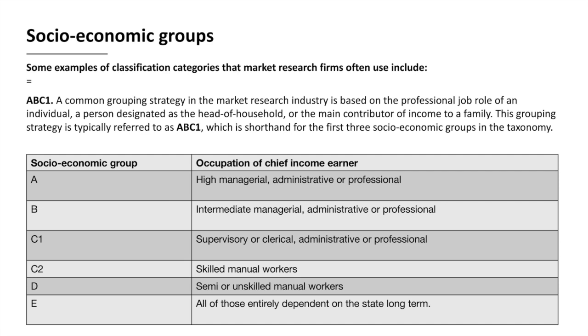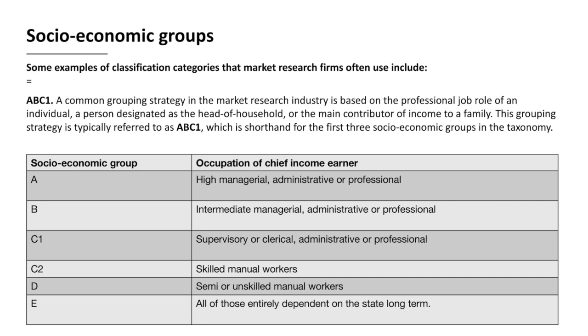So let's remind ourselves. Socio-economic groups refer to where that consumer or that person is in terms of their career. And we basically have type A, B, C1, C2, D, and E. Type A refers to high managerial, administrative, or professional careers, down to E for all of those entirely dependent on the state long term, and then everything in between. So it might be that you've got a range of different careers. You don't need to list all of those. You can literally select the socio-economic group that most refers to them.